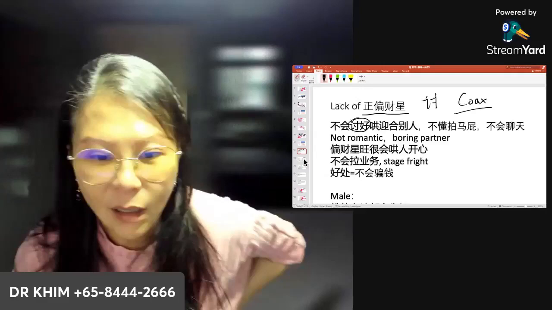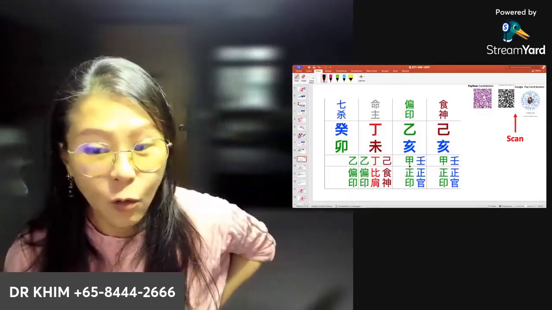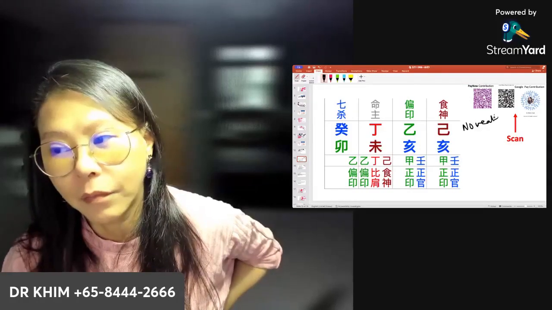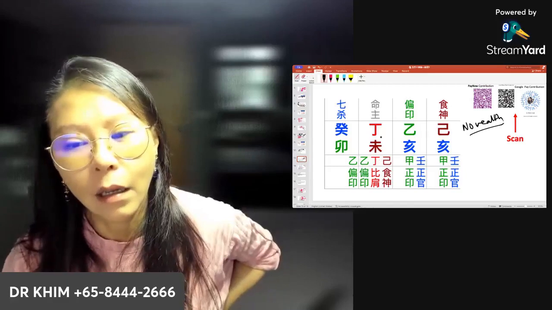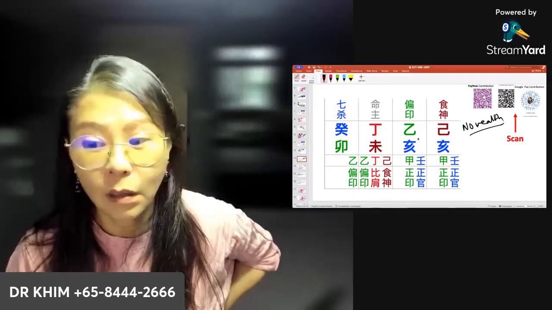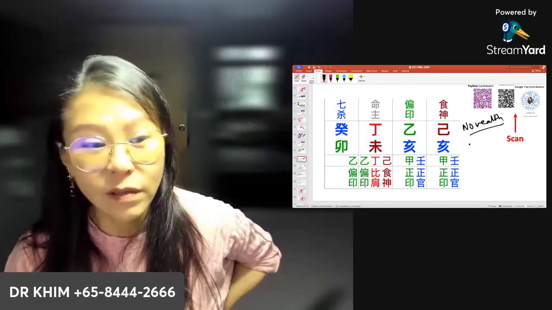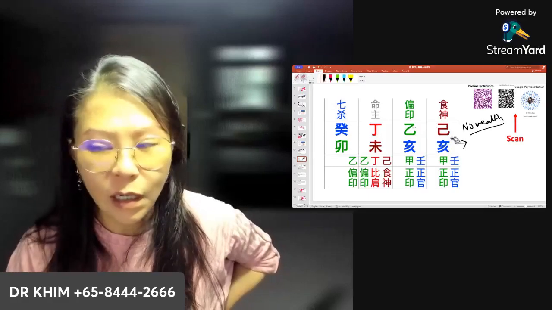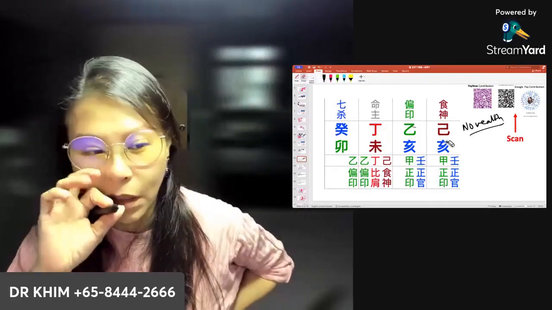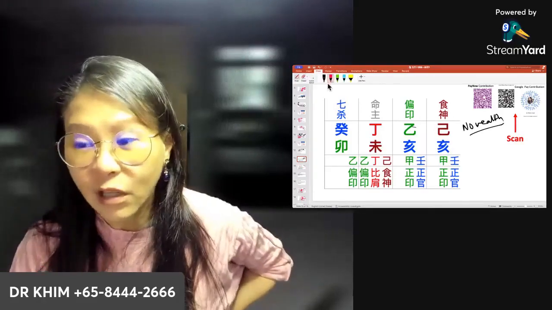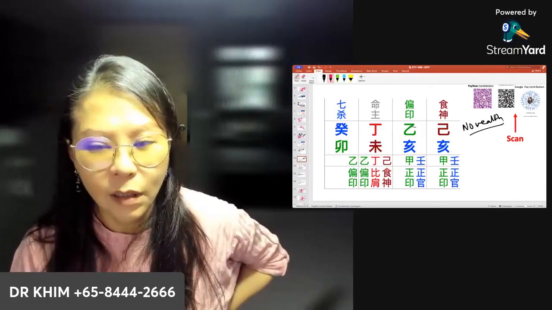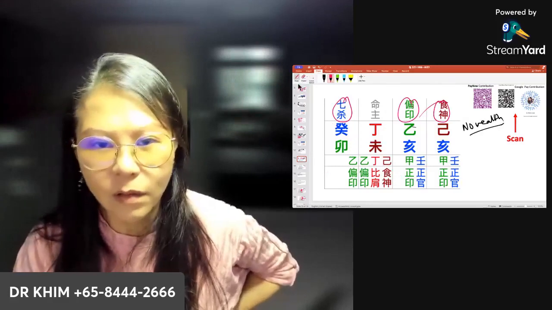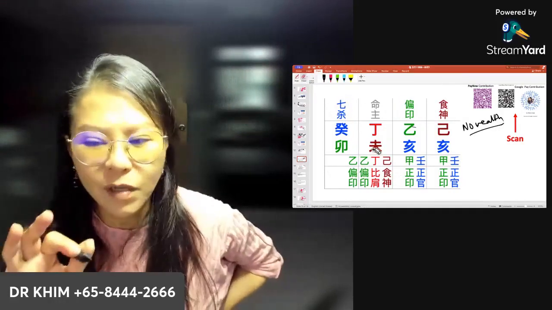For example, let's say this one. No metal, no wealth star, right? Fire counters metal, so no metal. No wealth star. Does no wealth star mean poor? No. Wealth star has nothing to do with rich and poor, not totally nothing. Rich and poor needs this whole combination, which is not so easy. You cannot base it just on no wealth star meaning no money. That is not accurate.